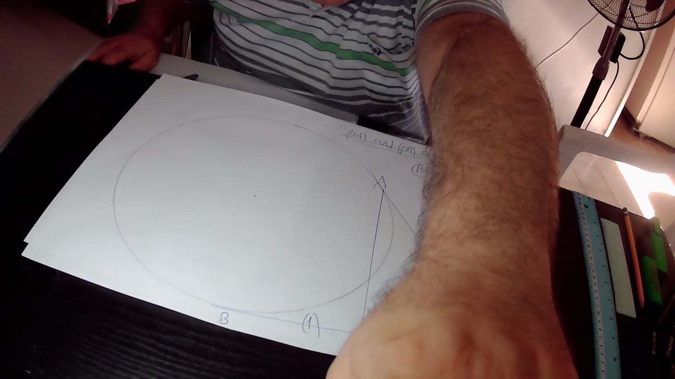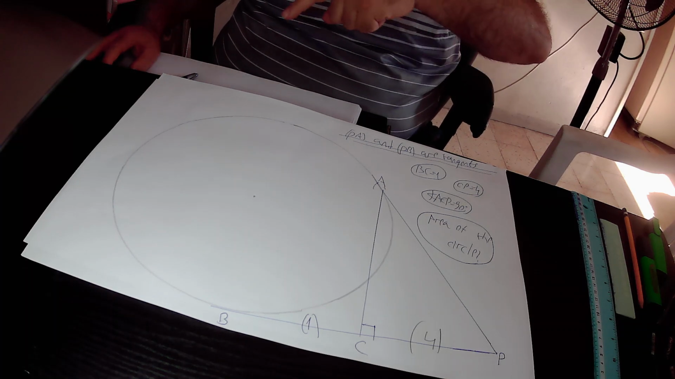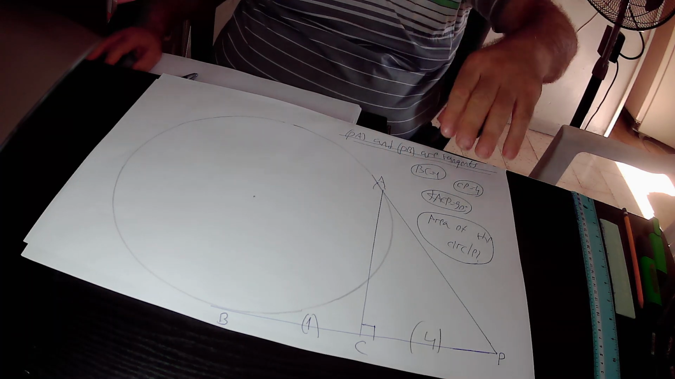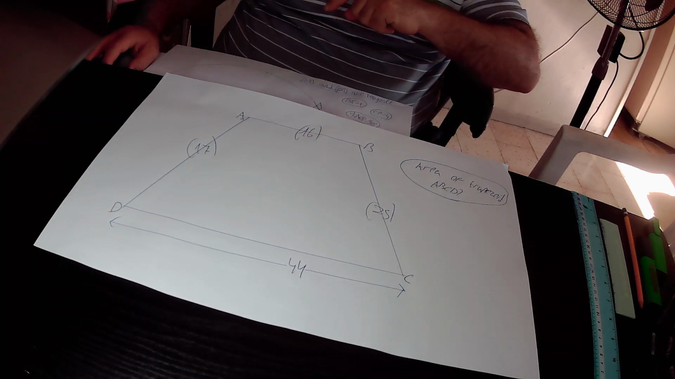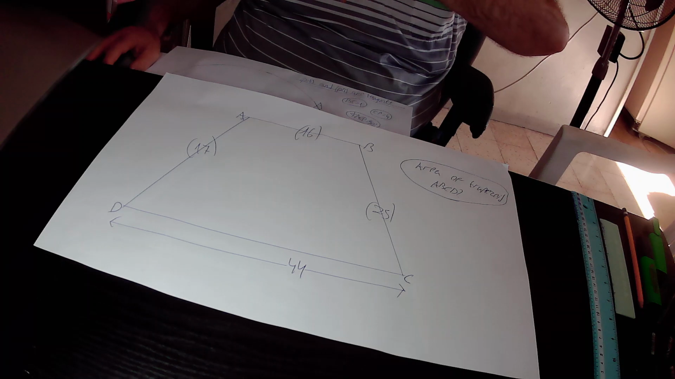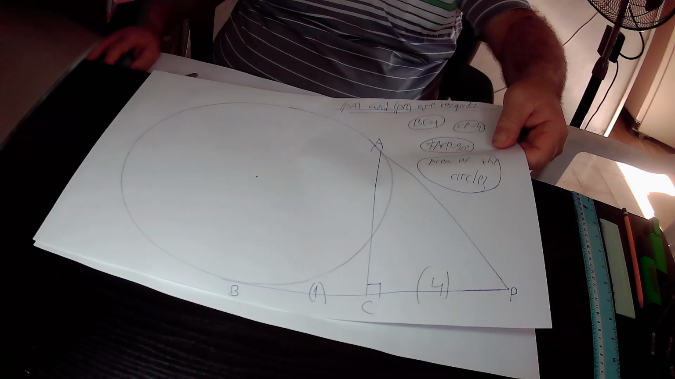Hello, in this lecture we'll answer two questions. In the first question we find the area of this circle, and in the second question we find the area of this trapezoid ABCD. Let's start with the first question.